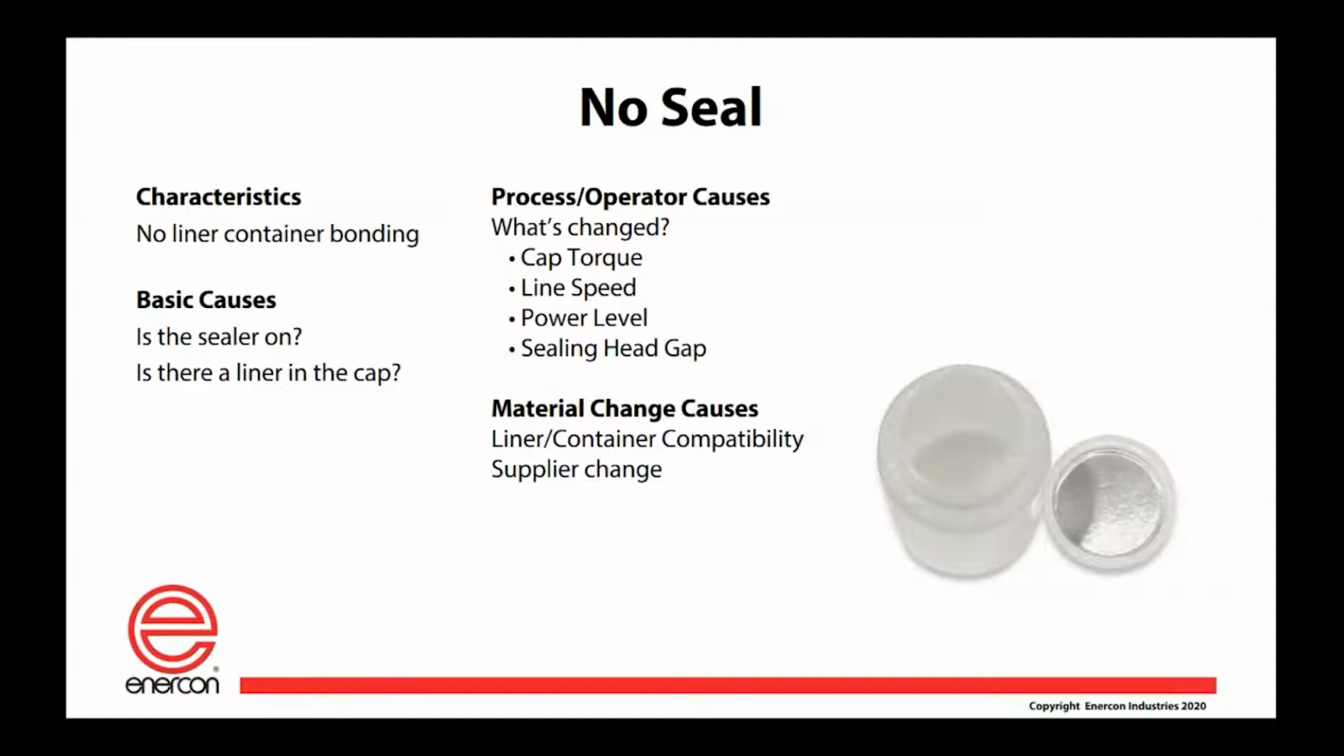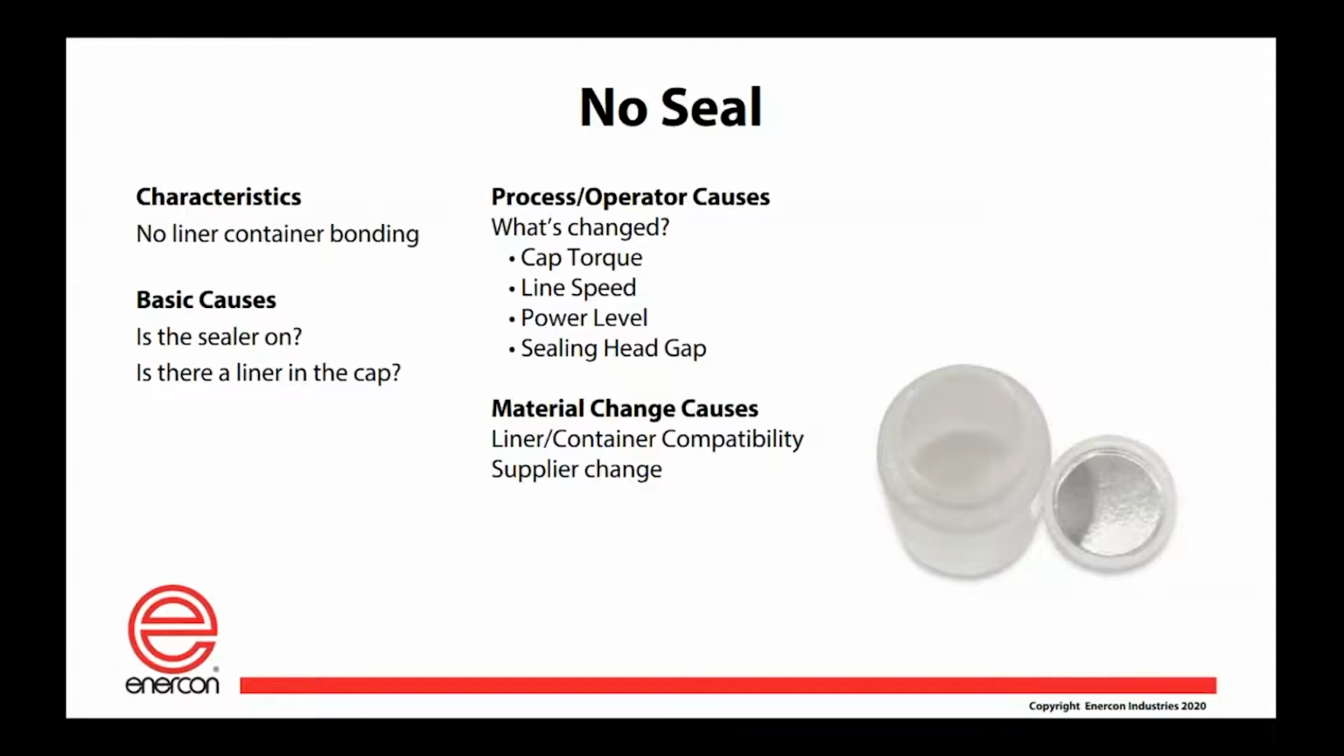And there's a question you should ask. If you were sealing this application properly before and now you're not, what has happened? What has changed? Perhaps the torque coming out of your capper is no longer sufficient to get a good seal. Maybe your operator has changed the line speed, or the line speed changes by itself sometimes. Or maybe the operator has changed some of the settings on the sealer. Maybe the power level, maybe the air gap has changed.